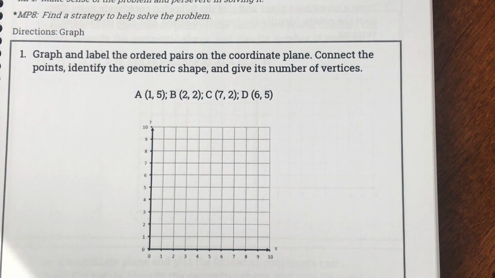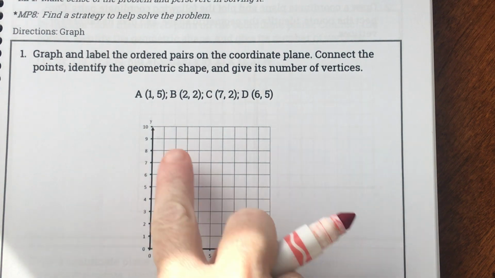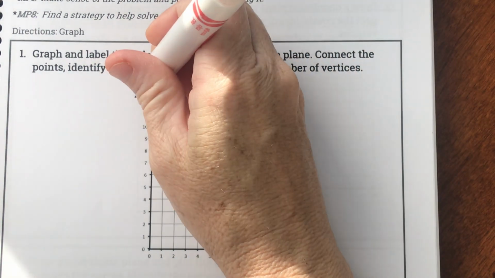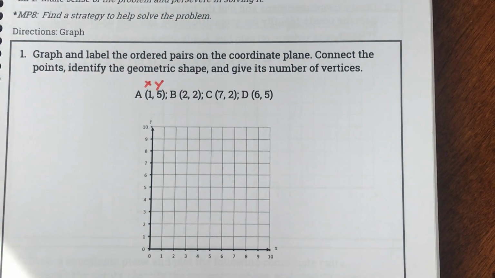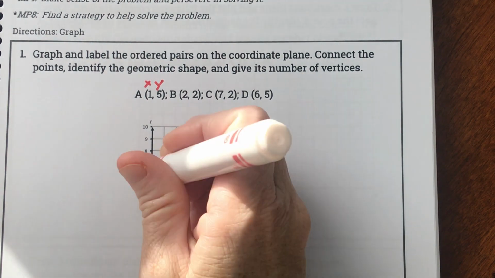Okay, so there's a lot of directions there. First, it just wants me to graph and label the ordered pairs on the coordinate plane. So I'm just going to start with that. Okay, so my coordinate plane, the scale is 1 on my x and the scale is 1 on my y. They already have my axes labeled for me. Here is my origin. And my first coordinate or ordered pair they want me to plot is 1, 5. So remember our rule, we always put x, y on top of them. So my first x is 1. And my first y is 5.